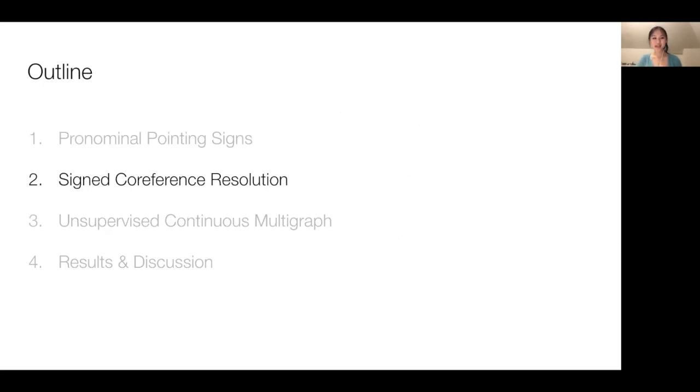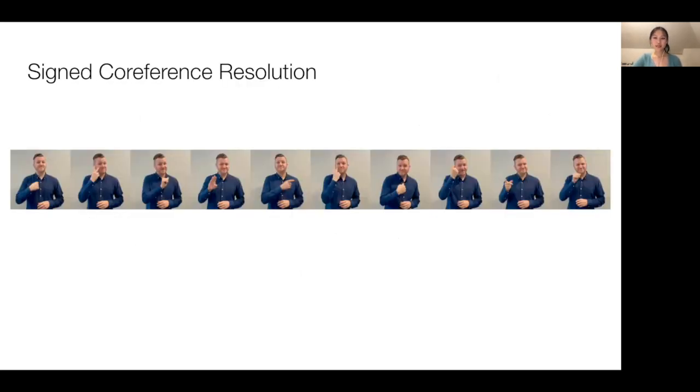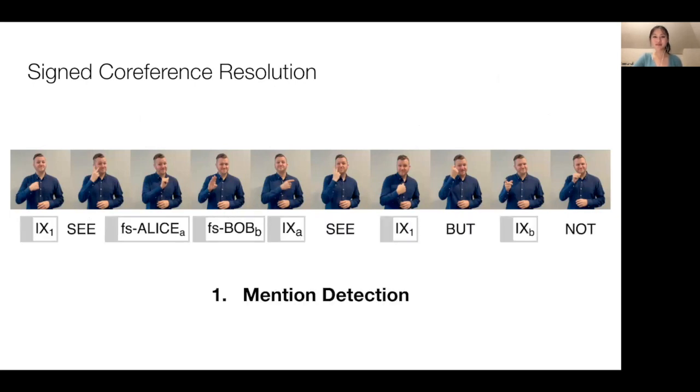I will now present signed coreference resolution as a novel challenge in natural language processing. We formalize signed coreference resolution by decomposing it into two tasks. So first, we have mention detection. We're given a video of a person signing. We extract all mentions in the video, that is the signs or the group of signs in the video that refer to some entity. And next, we perform coreference resolution over the mentions.